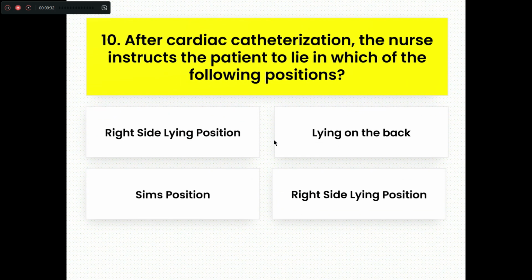Now, move on to the 10th question in this video. The last question. After cardiac catheterization, the nurse instructs the patient to lie in which of the following positions? Option A, right side lying position. B, lying on the back. Option C, Sims position. Option D, left side lying position.